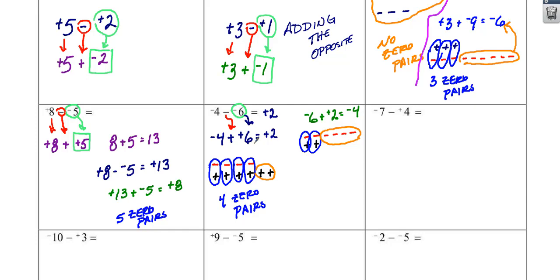4 negatives left over. This is my proof, or my check. That shows I did it correct. And that tells me that that is, in fact, the final answer. Over here, I did my check and proved that, yes, in fact, positive 13 was the final answer.